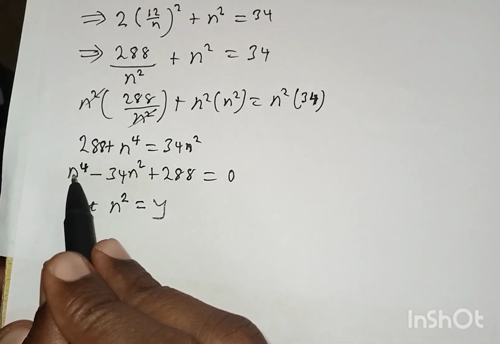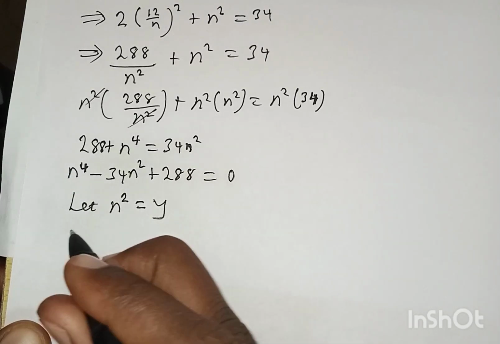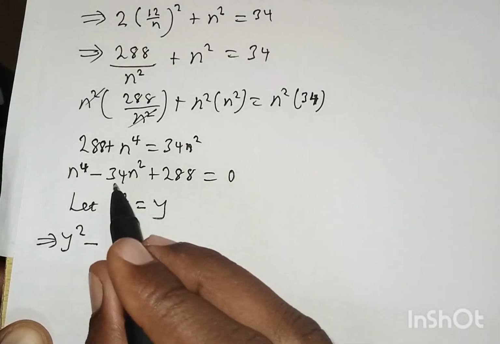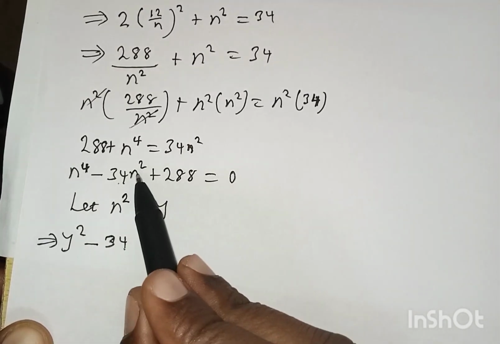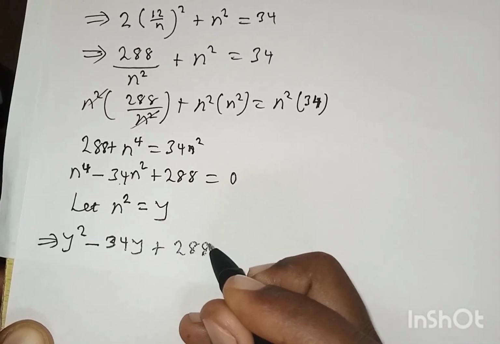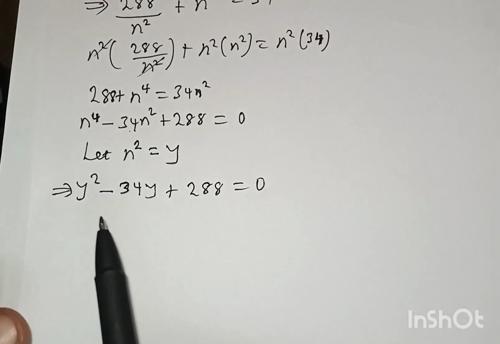So this now is n power 2 power 2. So it means y power 2 minus 34, our n square is y, then plus 288 equals 0. So now this is a quadratic equation.